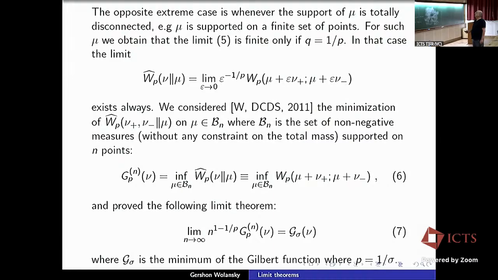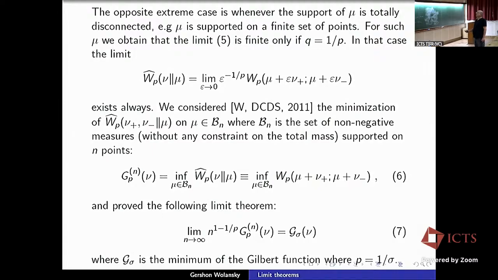But if, for example, mu is a discrete measure, which is supported on a finite number of points, then of course the limit will be infinite if we divide by epsilon, but it will be finite if we divide by epsilon to the power 1 over P. Because you see, if we raise WP to the power P, it gives you the distance you shift this measure to this measure, and the gap between two points is finite, so we have to normalize it by epsilon to the power minus 1 over P in order to get a finite limit.